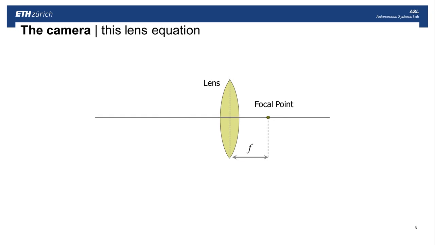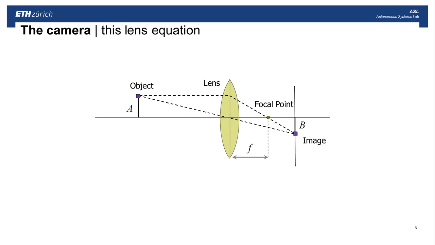Let's now try to derive the equations that govern the projection of an object onto the image plane. Let's denote the height of our object with a. We can determine the image of the object by intersecting two rays. We can use as a first ray the one that travels parallel to the optical axis, and as a second ray the one that travels through the optical center. The intersection of these two rays identifies the image of our object.